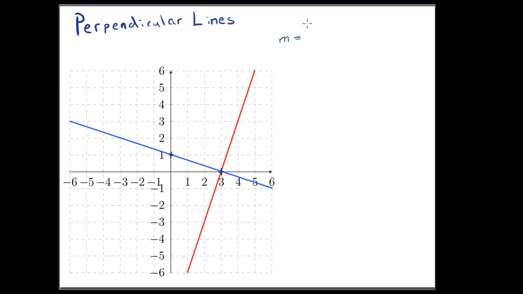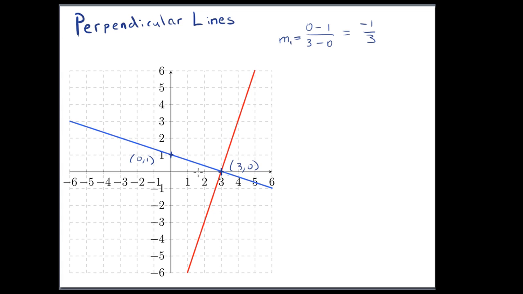it starts at 1 and it ends up at 0. So 0 minus 1 divided by 3 minus 0, pardon me. This is 0, 1, and then this is 3, 0. Okay, so that's negative 1 over 3. So that slope is negative 1/3. That's the slope for our blue line, our first slope right there.